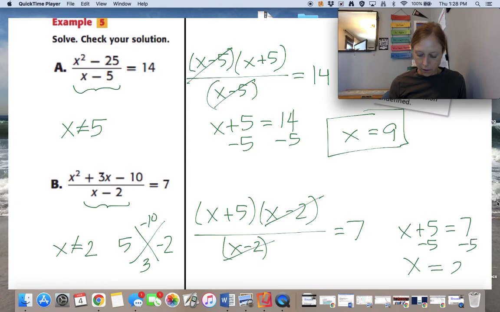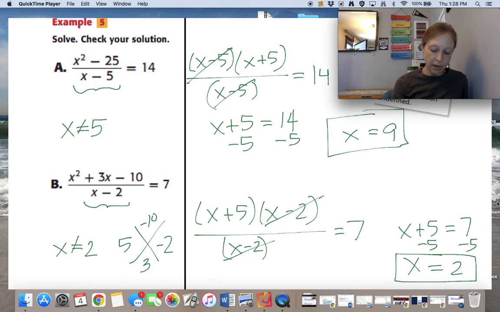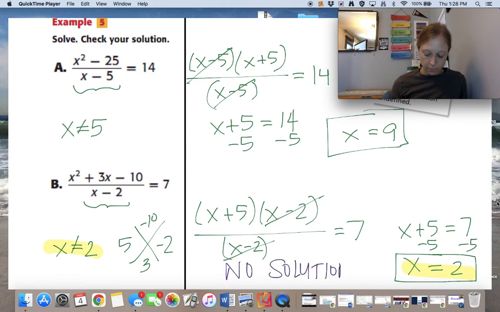X equals, uh-oh. What happened? We got a solution of x equals 2, but we said back at the beginning that x cannot equal 2. If that happens, what you have is a situation where there is no solution. There is no value that makes this true. And if you don't believe me, take a minute and substitute that number 2 in for x. Substitute it in all 3 spots and see what happens. You will not get a true statement.